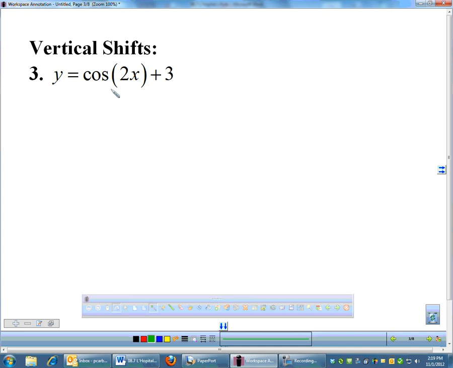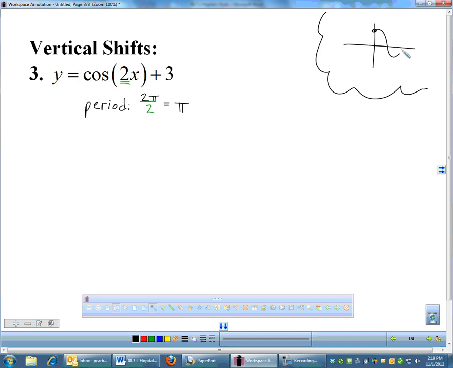And what I've done with this one is I've actually thrown in a period change as well. If you remember, the period of a sine or cosine graph is affected by the coefficient of x. My period is going to be 2 pi divided by the number right here. So 2 pi over 2, and the period is pi. Since we are doing cosine, I'm automatically thinking about the shape of cosine. I know it starts up high and comes down. So that's playing around in the back of my mind.